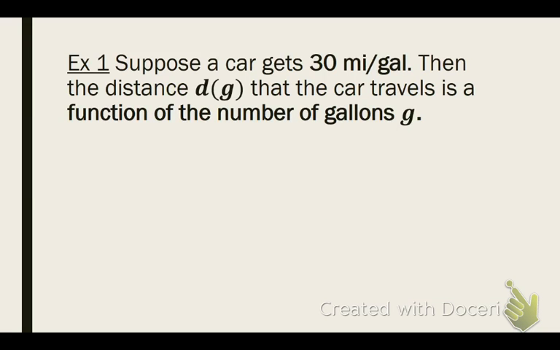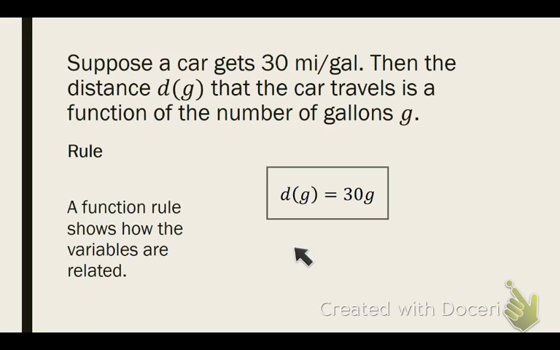All right, you've got this example 1 already written down. Suppose a car gets 30 miles per gallon. Then the distance, which is going to be represented as d of g, that the car travels is a function of the number of gallons. One of the ways we can view all this is by setting up a rule. A function rule, you might hear it as a function, you might hear it as a rule.